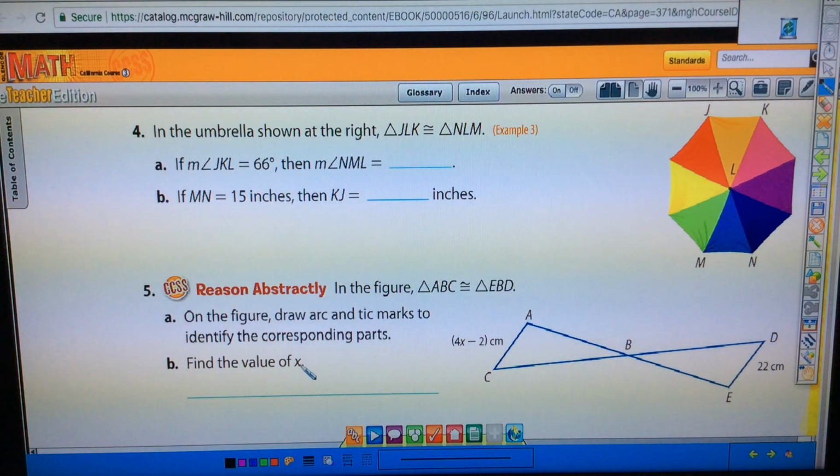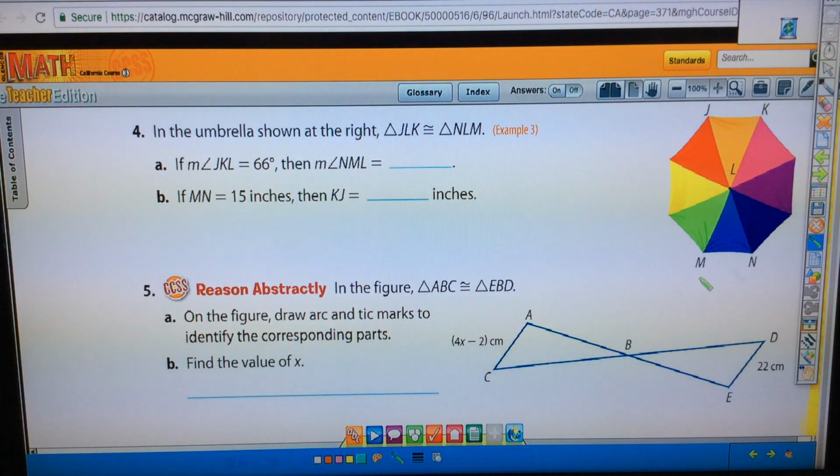B is asking you to find the value of X. I'm going to highlight X in orange. Find the value of X. Well, here's X. And we know that this side length here, AC, the measurement they're giving us is 4x minus 2 centimeters. In order to solve for x, we need to have an algebraic equation. So we need to have something to set this equal to.